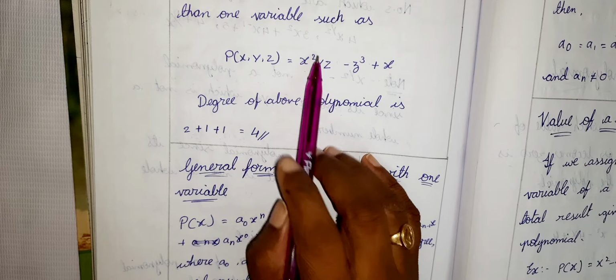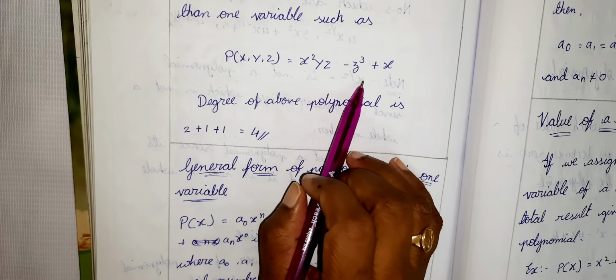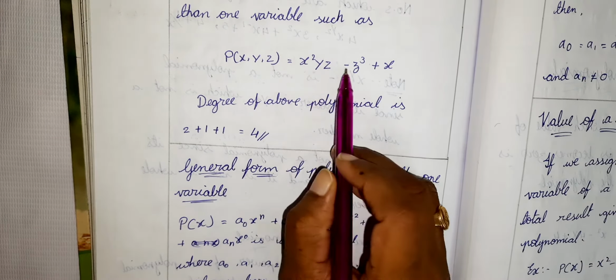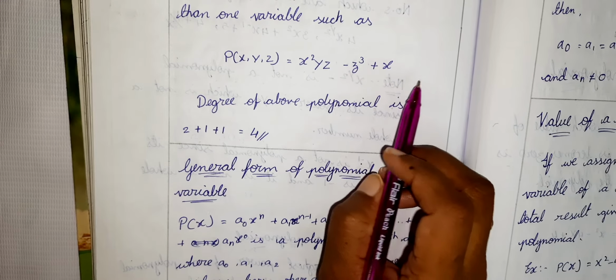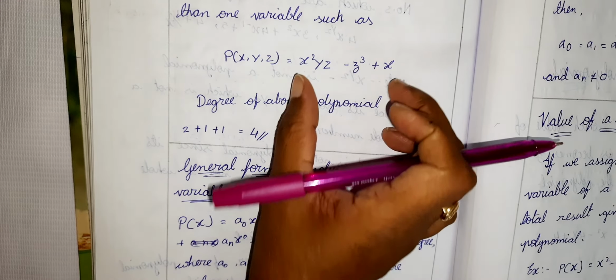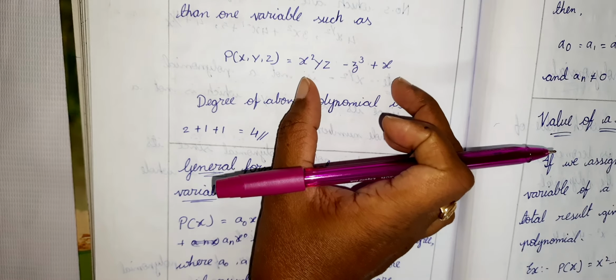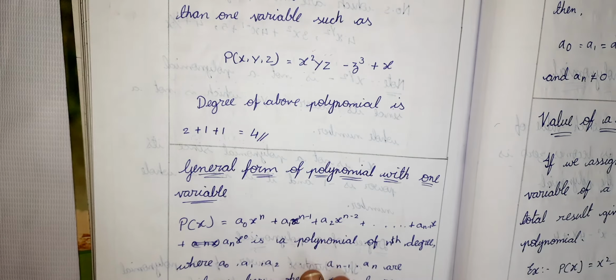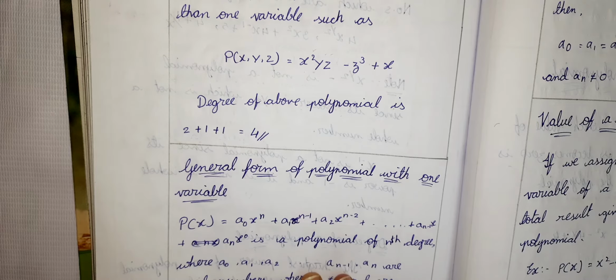So x square yz minus x z cube plus x. See here, how to find the degree of the polynomial? When multiple variables are there, you have to add the powers of those variables in each term and see which term is contributing the maximum or the highest power. That is the degree of the polynomial.